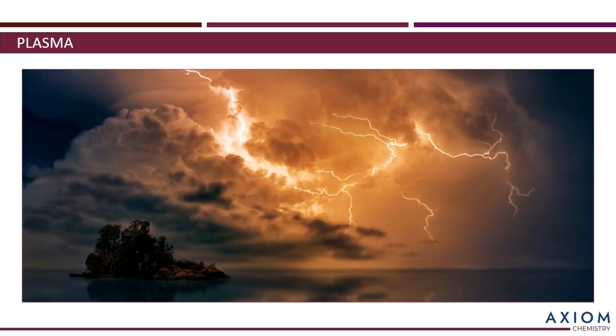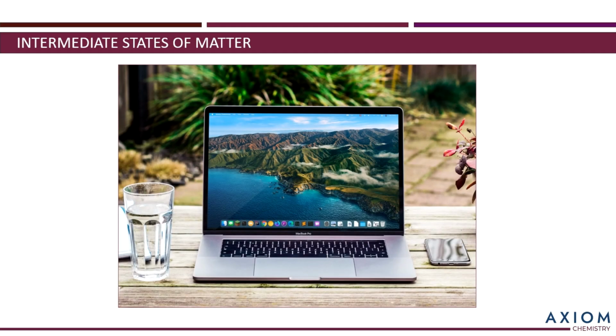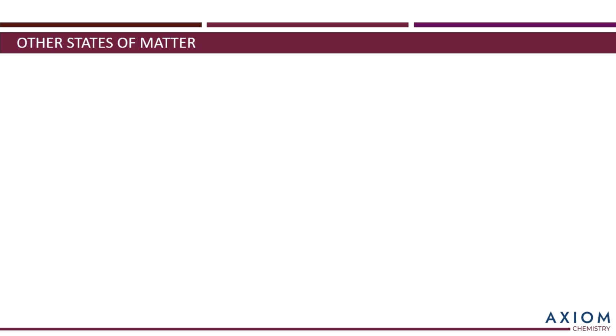But we do also see what we call intermediate states, such as liquid crystals. Liquid crystals are actually everywhere because they're in all sorts of display devices, such as computer screens and TVs and clocks. In addition to these intermediate states, there are also some other actual states of matter, but these are very, very rare and they're not things you're likely ever to see.